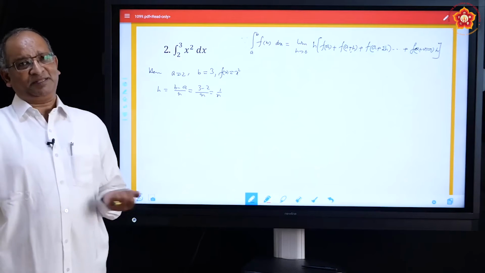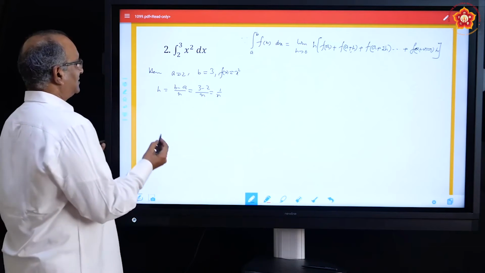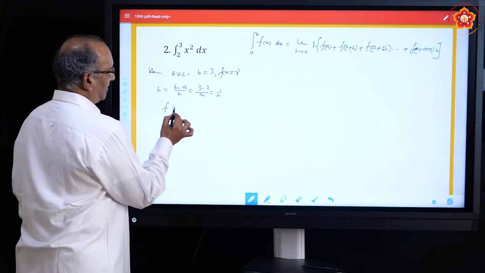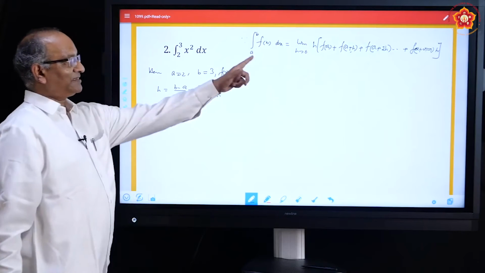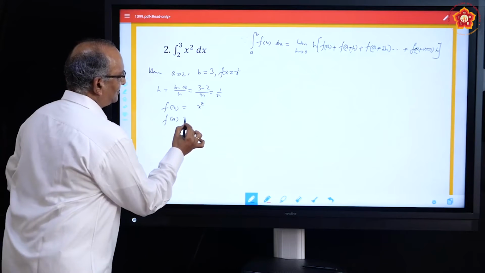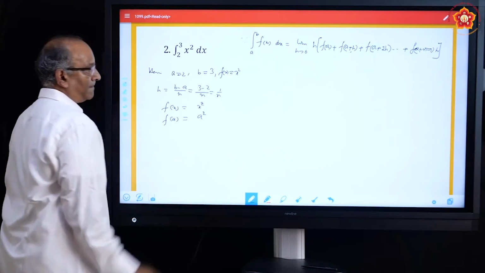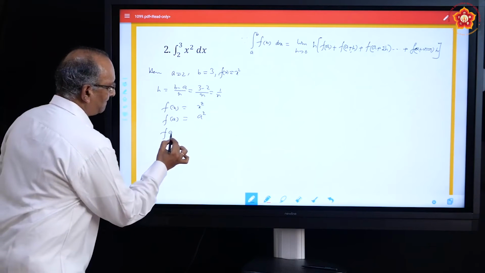And then follow the same method. What is the method? First write what the function is. So the function is f of x equal to x square. First thing is f of a. So what is f of a? f of a is a square. What is the next thing? f of a plus h. What is it?